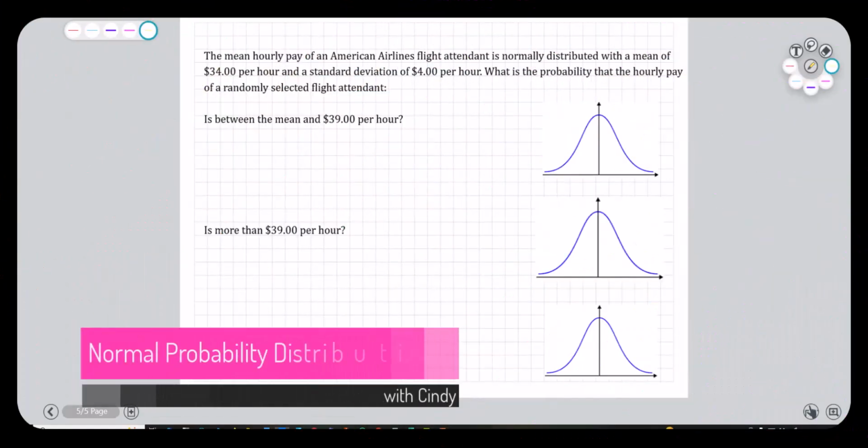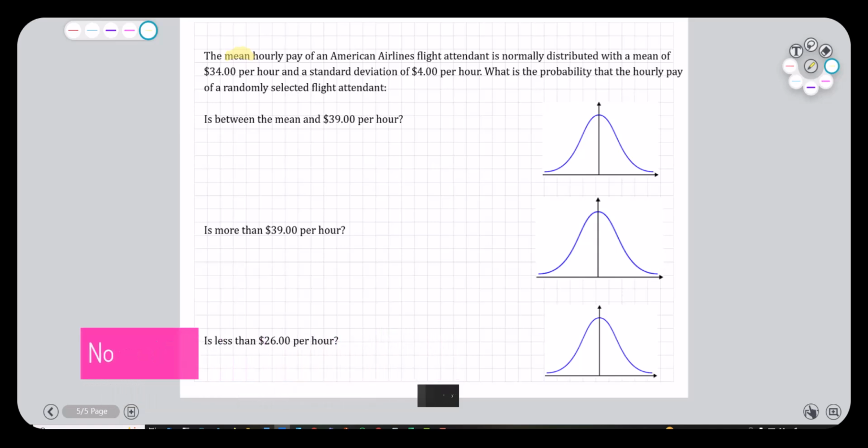All right, so we were given some information. It says the mean hourly pay of an American Airlines flight attendant is normally distributed. As soon as you see it's normally distributed, you know it follows this bell curve with a mean. So the mean mu is $34, and then the standard deviation, the sigma, is $4.